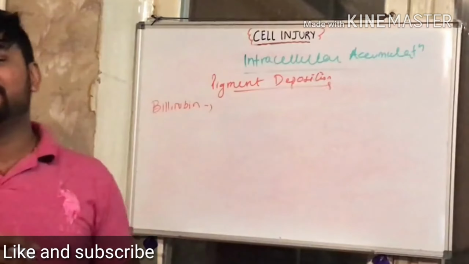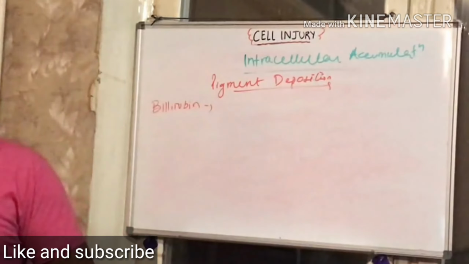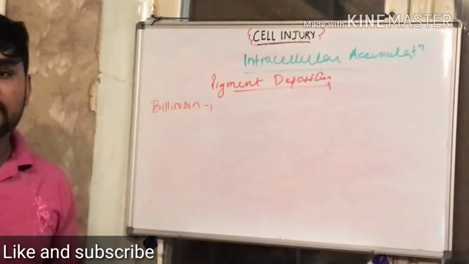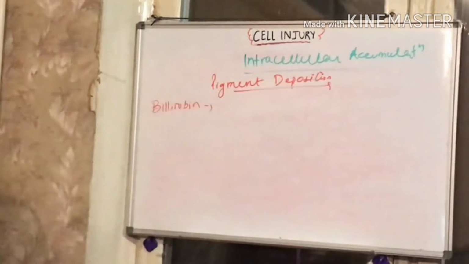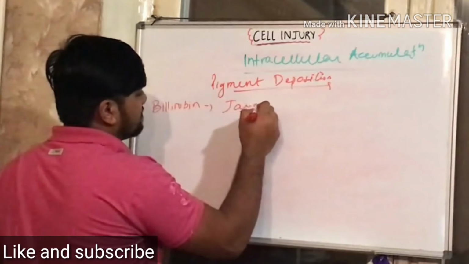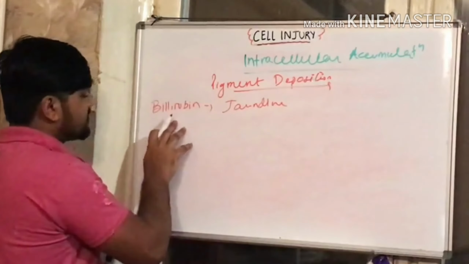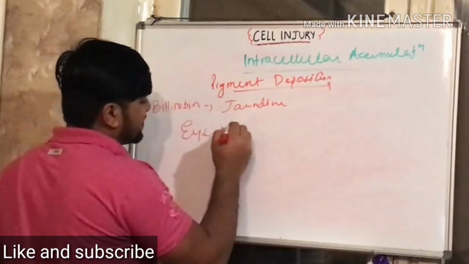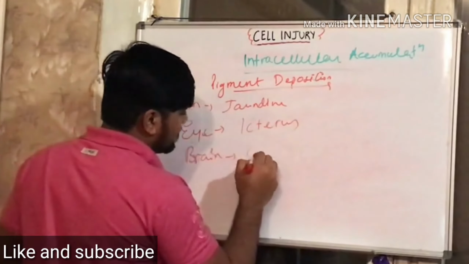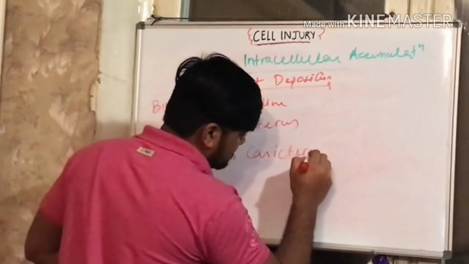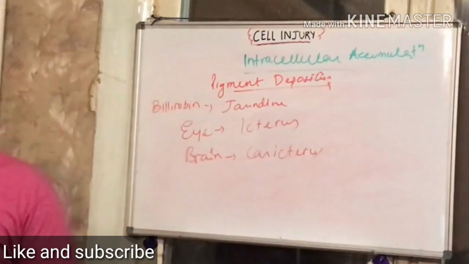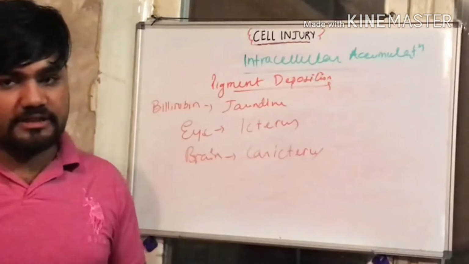Accumulation of bilirubin is known as jaundice. Very simple. It imparts a yellow coloration in the body, nails, and also in the urine. So excess of bilirubin is known as jaundice. So first of all, write jaundice. If this excess accumulation of bilirubin is in the eye, it is icterus. If it is in the brain, it is kernicterus. Write it down. Bilirubin accumulation is known as jaundice. If it is in the eye, it is icterus. If it is in the brain, it is kernicterus.